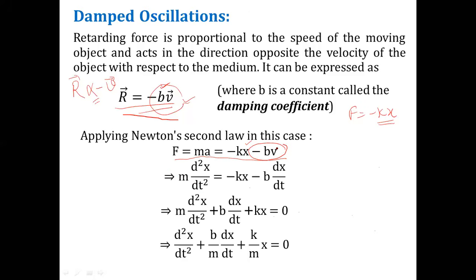Similar to the previous case of the ideal simple harmonic oscillator, we are going to write our acceleration as the second order derivative of position. That would be equal to minus kx minus b times velocity, where velocity is dx by dt. Take everything on one side. This is what you will be getting: m times d2x over dt2 plus b dx over dt plus kx is equal to 0. Divide throughout by m, which is the mass of the object. This is what would be your final expression over here.